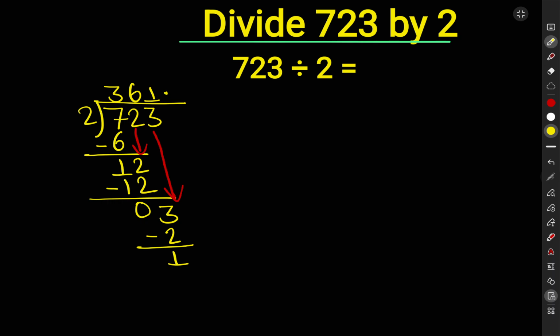So we take here decimal so that we put 0. So it is 10 and 2 times 5 is 10. On subtracting we get 0. So 723 divided by 2 is 361.5.